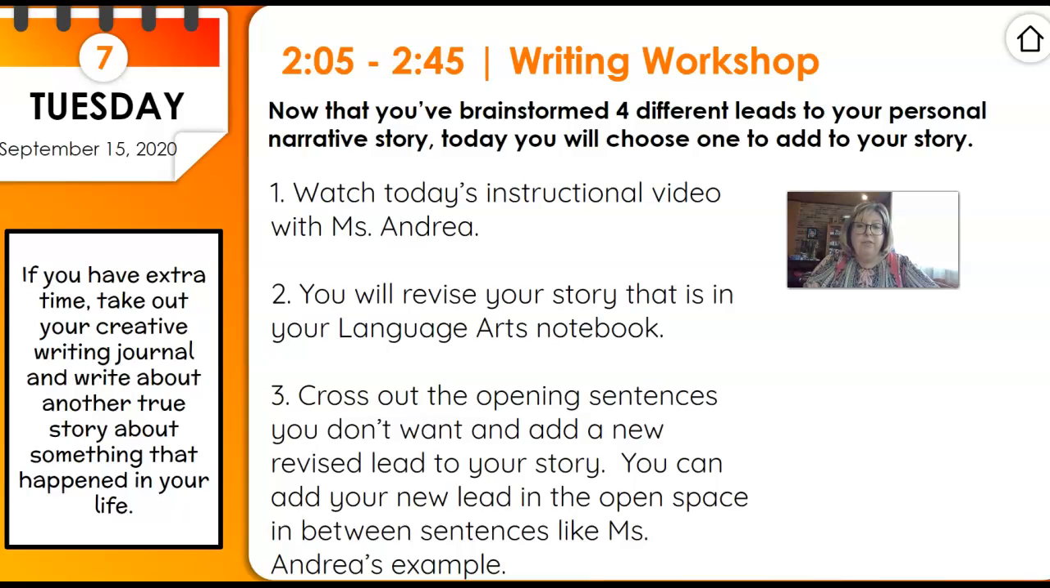Now, if there's any part of the writing workshop that you don't have done yet, any of the graphic organizers, could you go back and complete your work? If you're done with everything, you filled out every one of the graphic organizers, you've written the rough draft of your personal narrative, and you have revised the opening sentences to make a more interesting lead to your story, that means you have extra time.